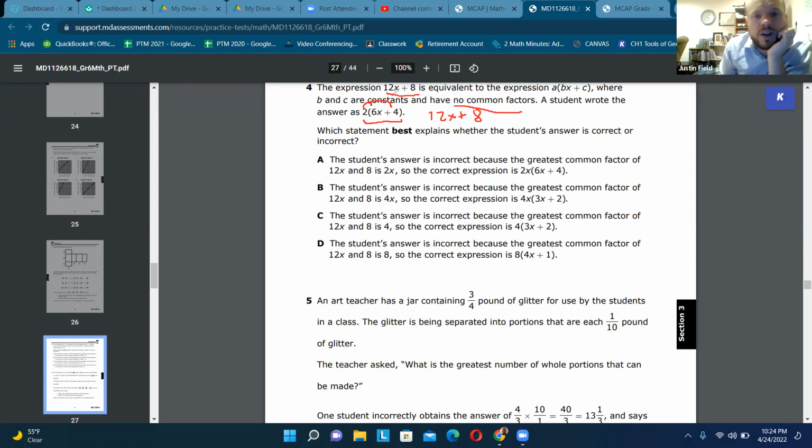So we could divide these things not just by 2, but by 4. So if I divide by 4, then 12 divided by 4 is 3x plus 2. So that student took out a common factor, but not the greatest common factor. Student's answer is incorrect because the greatest common factor of 12x and 8 is 2x. No, it's 4. Because there is 4x. No, the greatest common factor is 4. Oh, okay, 4.